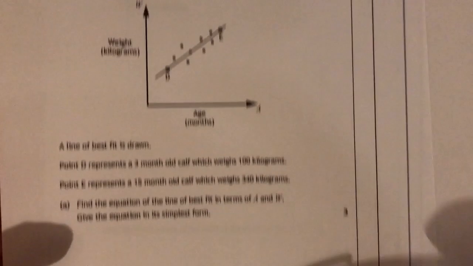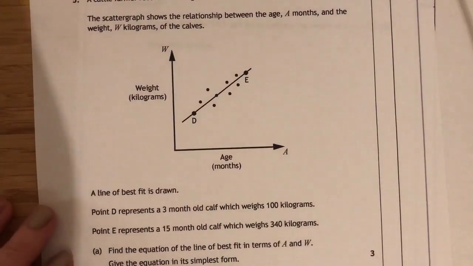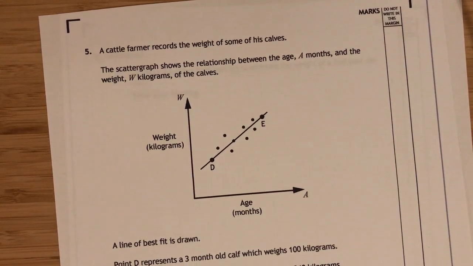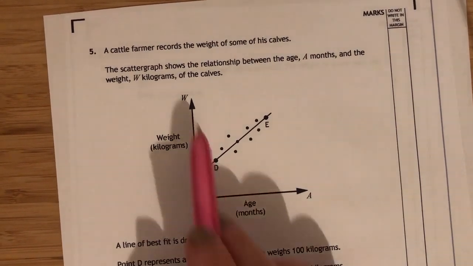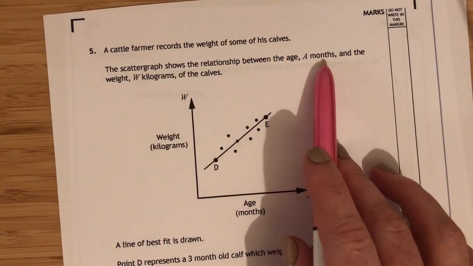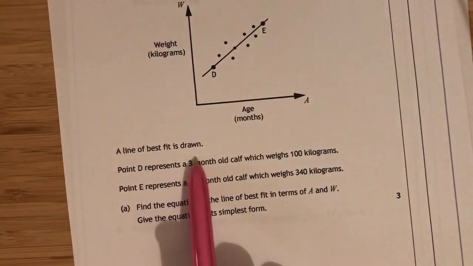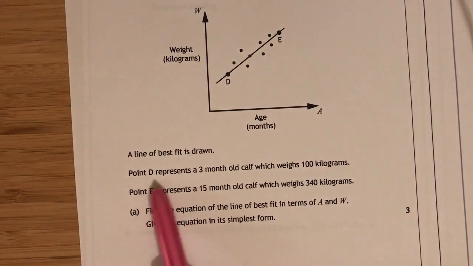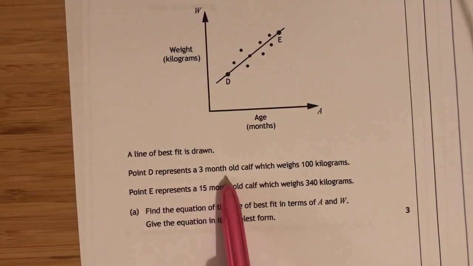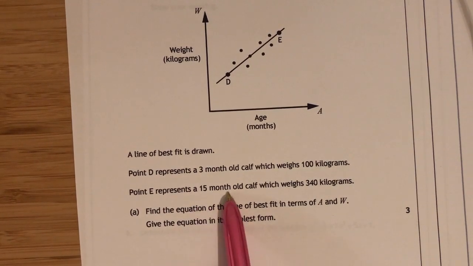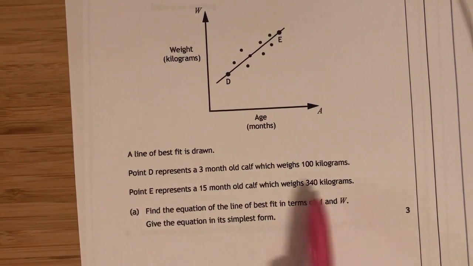So again, this is a line of best fit. This says, a cattle farmer records the weight of some of his calves. The scatter graph shows the relationship between the age, A months, and the weight, W kilograms, of the calves. A line of best fit is drawn, so we can see that there. Point D represents a 3-month-old calf which weighs 100 kilograms. Point E represents a 15-month-old calf which weighs 340 kilograms.